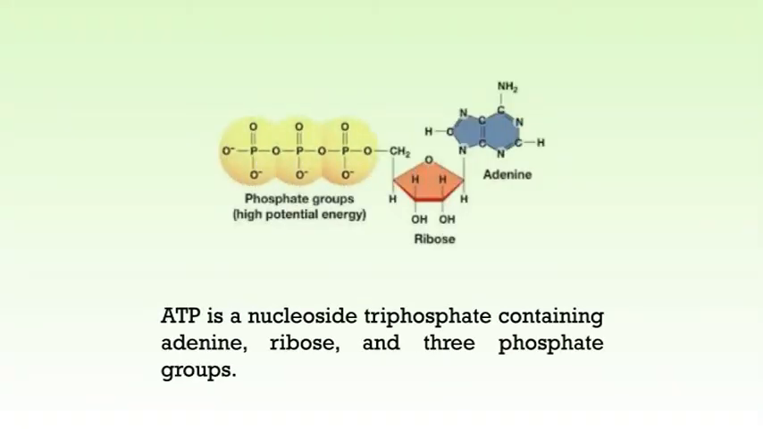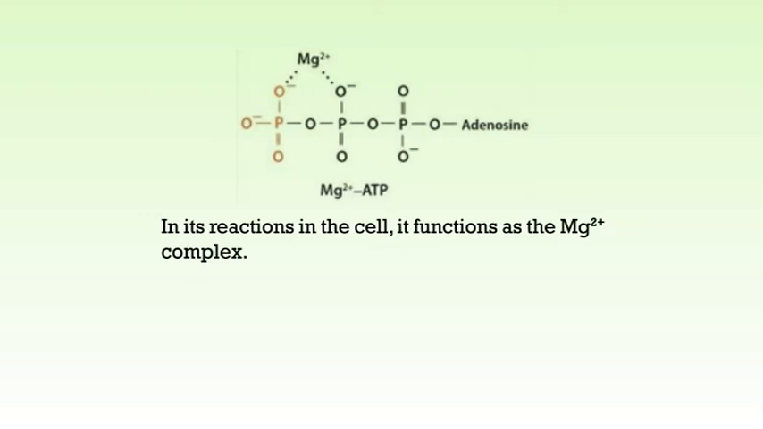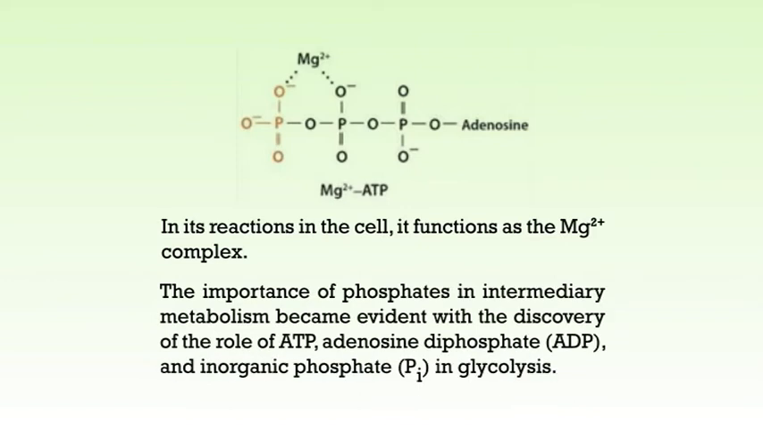ATP is a nucleoside triphosphate containing adenine, ribose, and 3 phosphate groups. In its reaction in the cell, it functions as the magnesium ion complex. The importance of phosphates in intermediary metabolism became evident with the discovery of the role of ATP, adenosine diphosphate, ADP, and inorganic phosphate, denoted by Pi, in glycolysis.